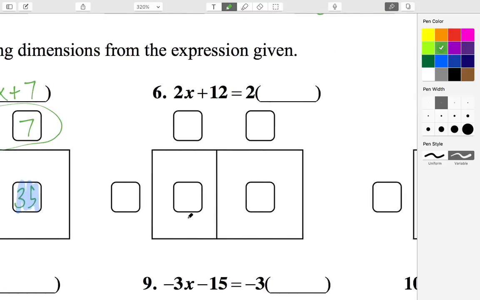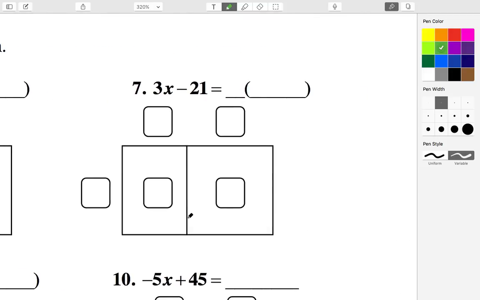3x minus 21. Okay, so 3x minus 21 goes on the inside. We are factoring, so we're starting inside, going to the outside. Before, if you notice, we were on the outside, going inside on the previous worksheets. So we're going backwards, and this going backwards is called factoring. The other way is the distributive property.